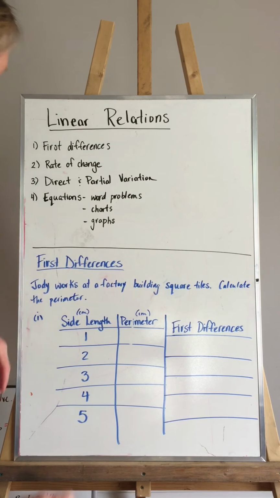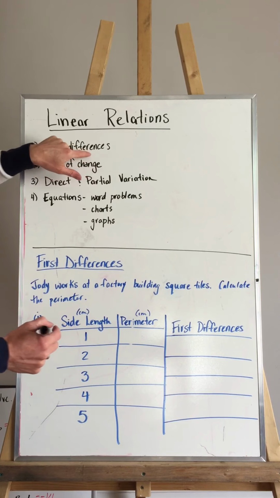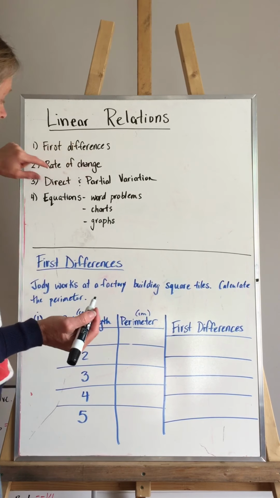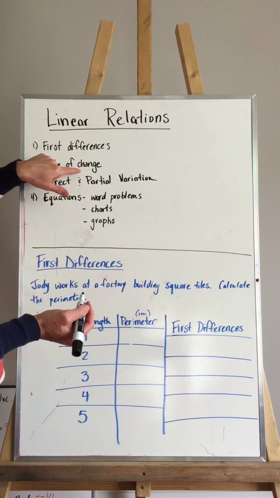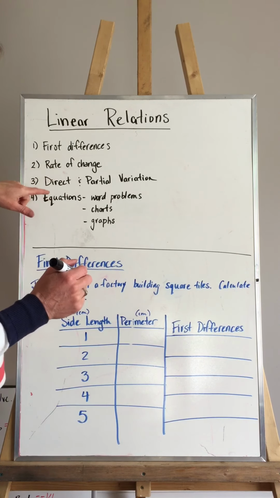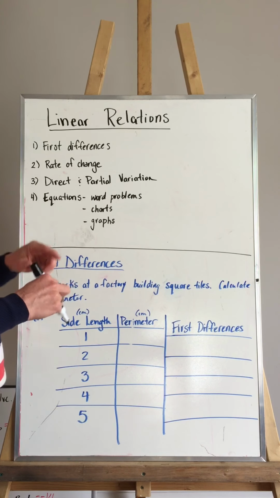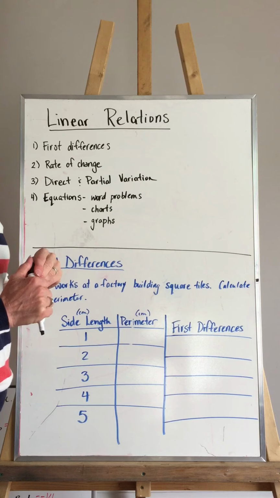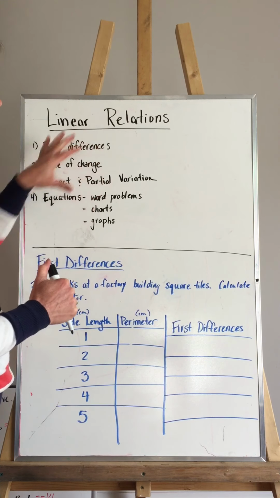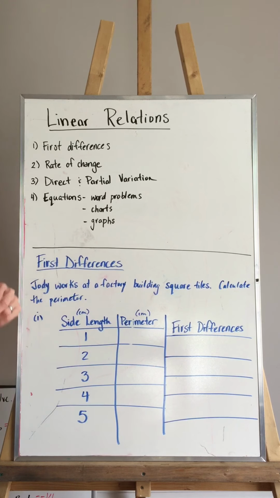Okay, so our new unit is linear relations. We're gonna start today with first differences, okay? So that's this week's lesson. Next week I have 2 lessons. We're gonna do rate of change. It's a bigger topic, so we're gonna cover it in 2 lessons. And then we'll get into direct and partial variations, and then we're making equations for linear relations. This will probably take us close to the end of the course. Okay, so let's get started.